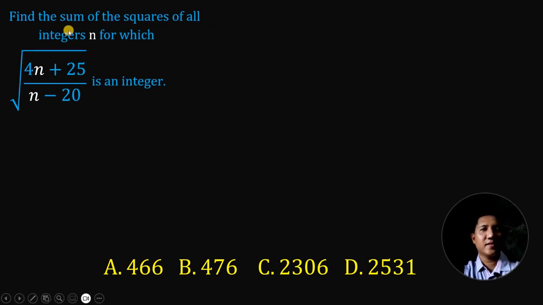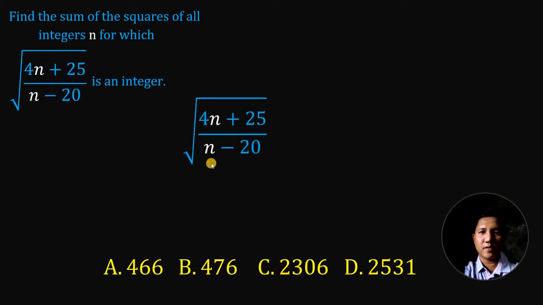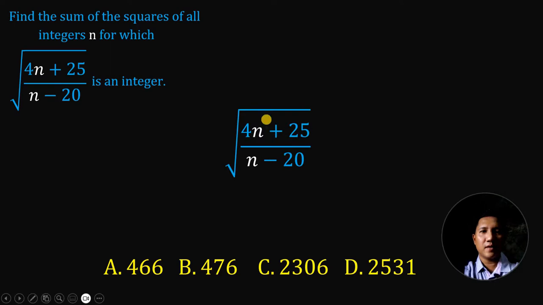So, our goal in this question is to find the sum of the squares of all integers n for which this number, the square root of (4n + 25)/(n - 20), is an integer. So, here are the choices. A is 466, B is 476, C is 2306, and D is 2531. To answer this question, first, of course, we take this number, and our goal here is to make it an integer. To do that, let's manipulate the numerator first.